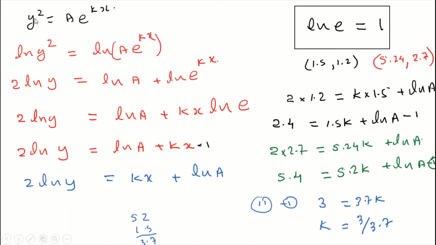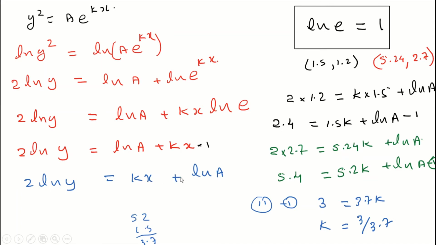y squared is equal to a times e to the power kx. ln y squared is equal to ln a times e to the power kx. 2 ln y, this is taken to the front. 2 ln y is equal to ln a plus ln e to the power kx. Now here there is a product, this product is converted into a sum. 2 ln y is equal to ln a plus this kx is taken to the front, kx ln e. So ln e is equal to 1. Therefore we can write this as 2 ln y is equal to ln a plus kx.